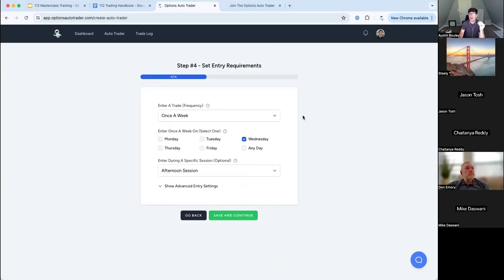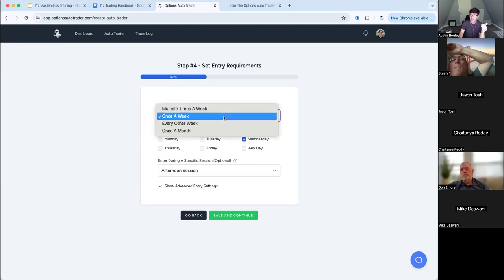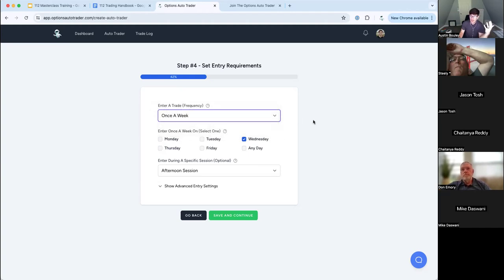From there, we're going to define how often we're going to trade it, and by that I mean how often we enter the trade. That looks like this. We're going to enter once a week if we have a smaller account, or we can enter multiple times a week and do it Tuesday and Thursday or something like that. For the sake of this, I'll just say we're going to enter once a week on Wednesday, since that's the middle of the week. So it's pretty standard.